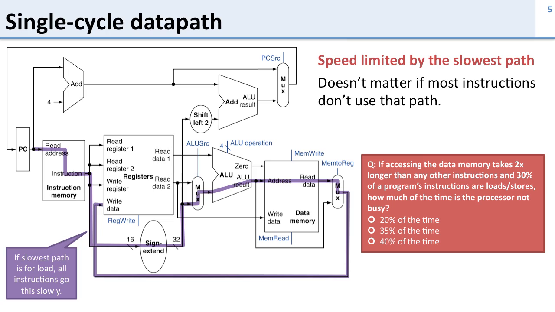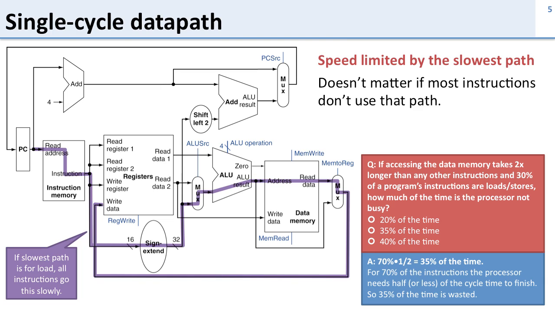So here's a question. If accessing the data memory takes twice as long as any other instruction, and 30% of the program's instructions are loads or stores, how much of the time is the processor not busy? Well, the answer here is 35% of the time. So 70% of the instructions are not loads and stores, so they only need half the time to finish. So that means that half of that 70% is wasted, or 35% of the processor's time is wasted. So you can see that a single cycle data path can be very inefficient.